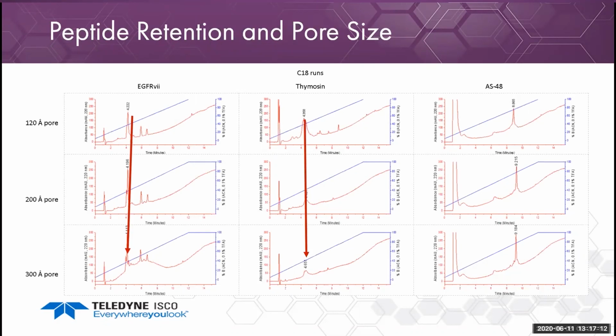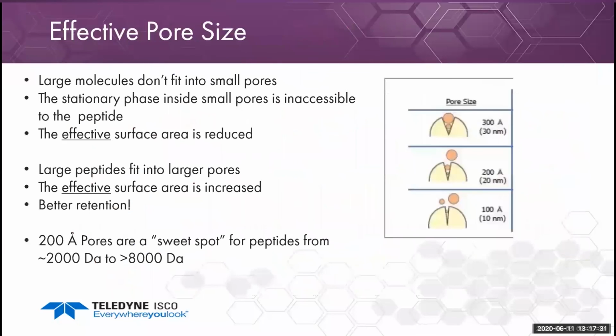Thymosin has the opposite behavior. Its retention actually increases as the pore size decreases, changing from 4.3 to 4.6 minutes. AS48 continues this trend. Its retention starts at 8.8 minutes and increases to 9.1 minutes. So, what is going on here?